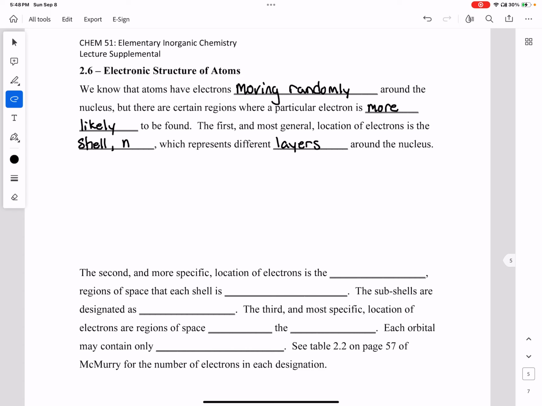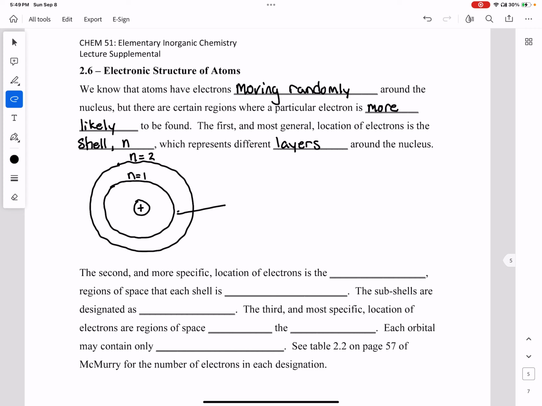So let's draw a quick diagram. Let's say I have one proton here. So here's my first layer. And then I have different layers on top of that. Looks like we only have room for two layers. Okay. So n equals 1 is lowest in energy.